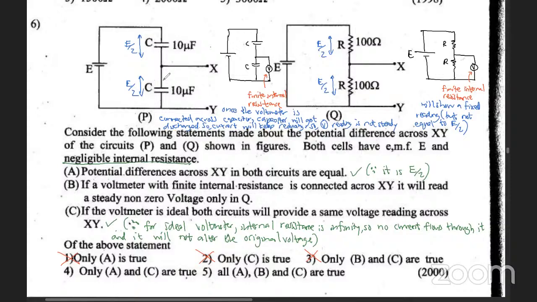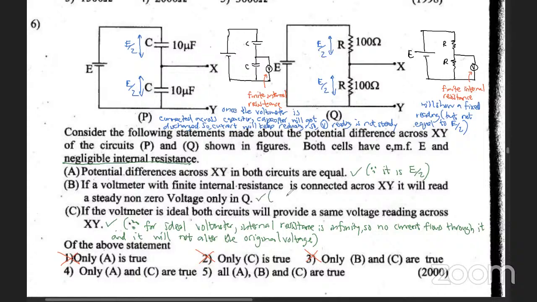We know the voltage across the capacitor is given by Q. What is it? Q equals CV. So when Q changes, V will change. If V changes, the voltmeter reading will keep changing. Okay, this is also correct.